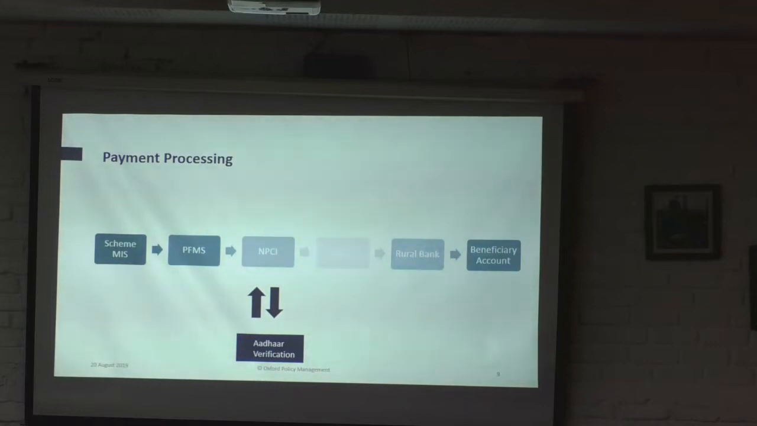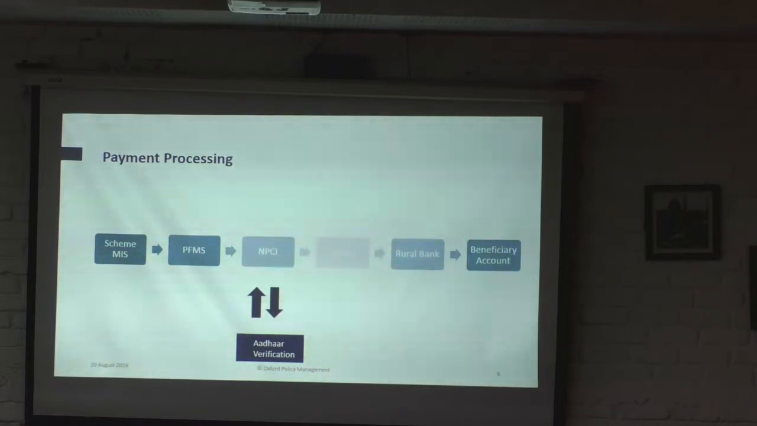So this is a really simple operational flow diagram of how money moves from verification to the beneficiary account. Now again, this may vary from scheme to scheme, but largely these are still the same building blocks. So your scheme MIS over there on the left has verified that you're eligible, sent the information onto the Public Financial Management System, the PFMS. The PFMS then sends this to NPCI, the National Payments Corporation of India. If this is an Aadhaar linked scheme, this is the point at which Aadhaar verification happens. NPCI then releases the payment to the bank.